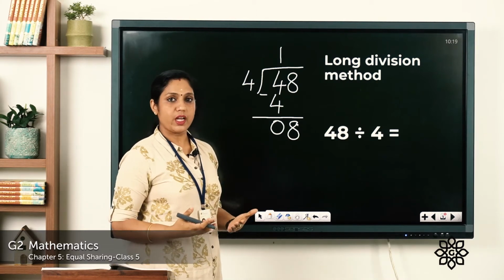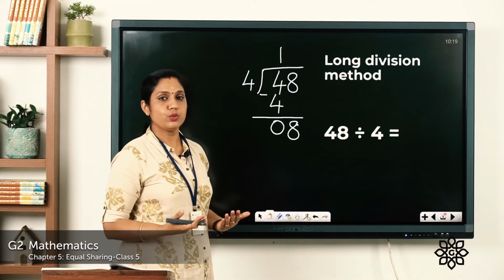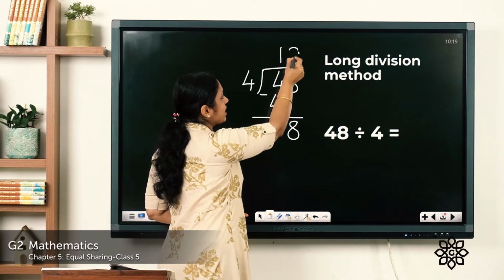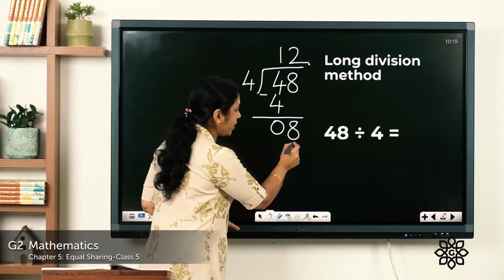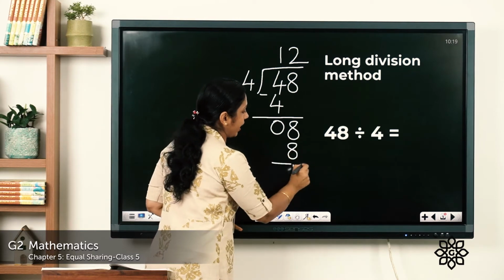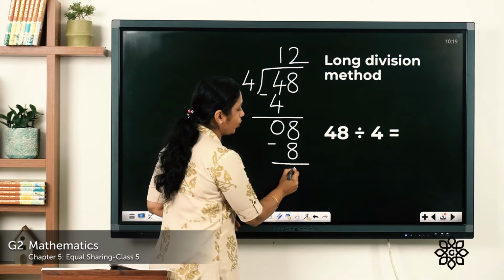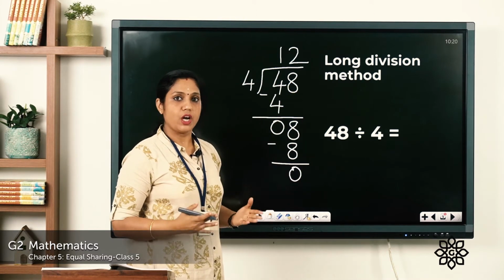So in how many times in 4's table do you get the number 8? 4 ones are 4, 4 twos are 8. So write that 2 on top of this ones place. And then multiply, 4 twos are 8, write it below this 8. And again we have to subtract. 8 minus 8 is equal to 0. Is there any other number? No. So we finished our division.